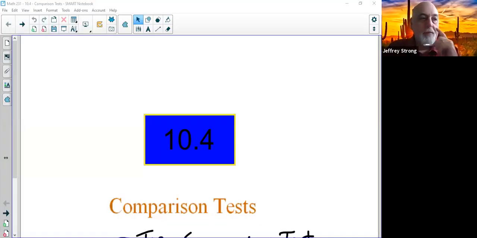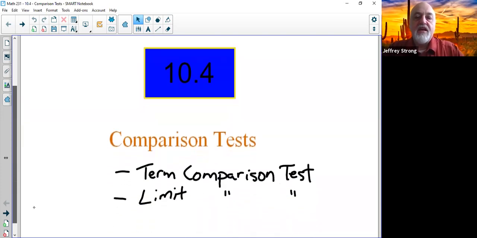Okay, so this is a recording of section 10.4, the comparison tests. And so let me go ahead and share that screen. Okay, so the comparison test, there's actually two different comparison tests that we're going to go through in this section. There's the term comparison test and the limit comparison test.